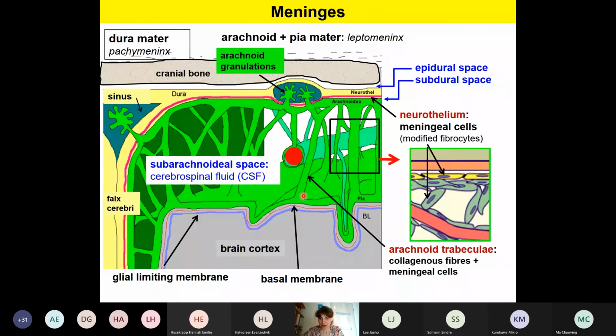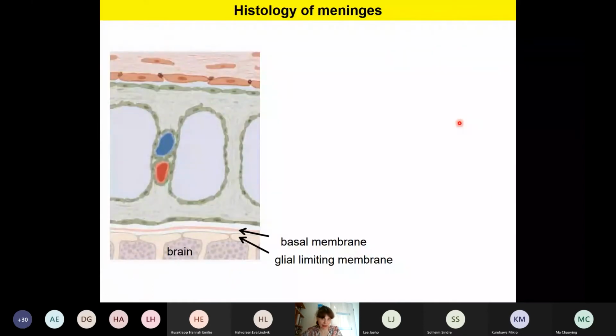These are composed of collagenous fibers, but as you can see in this schematic drawing, on the surface we have specialized fibrocytes called meningeal cells, which actually line the subarachnoidal space. And also on the innermost surface of the dura, this is now shown by this red line, we also have closely packed modified fibrocytes, also called meningeal cells, and it forms the neurothelium. In the next picture, we will also see it.